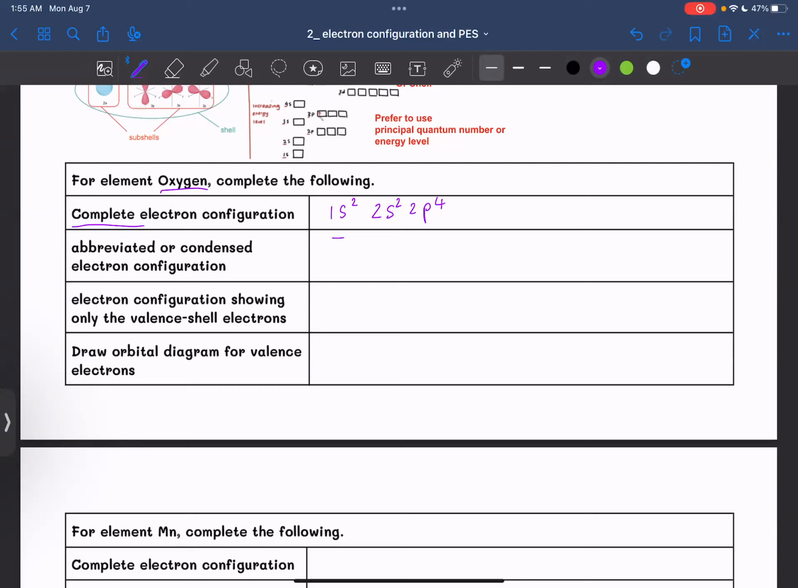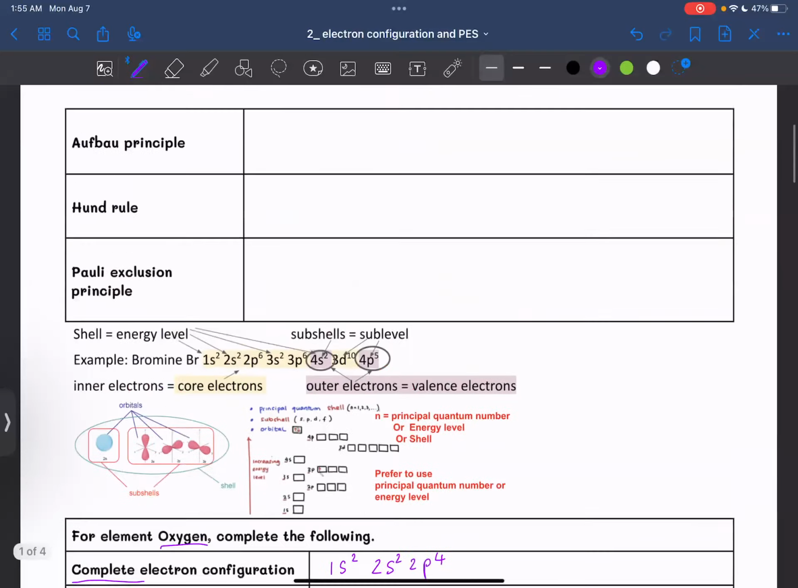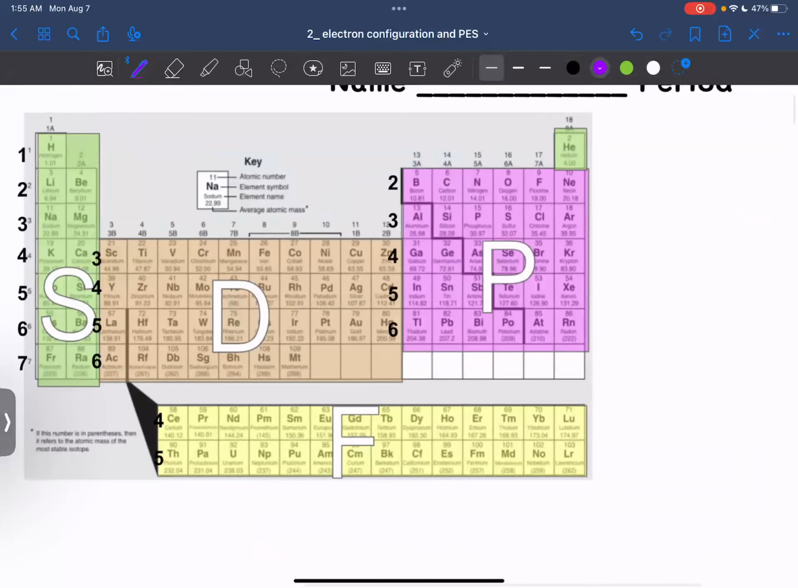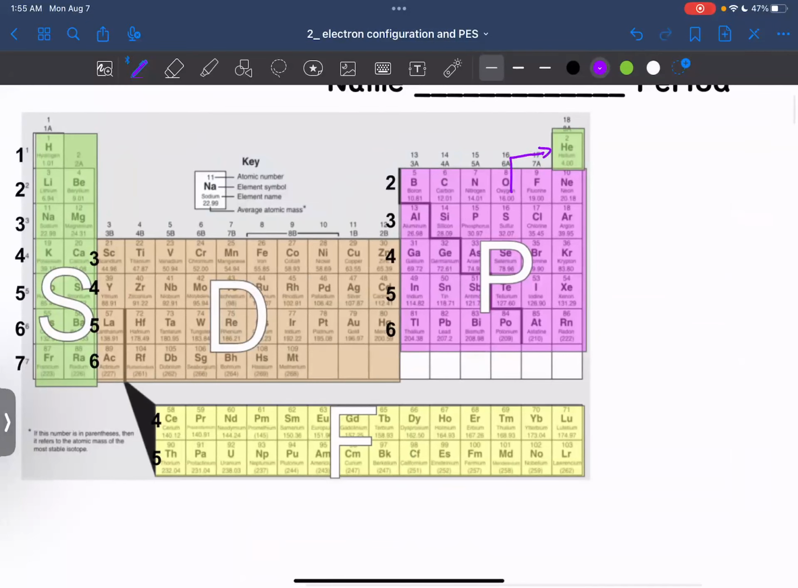Abbreviation, short form: look for the noble gas, the one above oxygen. So you go one up and all the way down to the right, and you'll see that that is helium. Again, oxygen, go up all the way down, that's helium. So with that, it takes care of all this. You don't need to write it. You start from this, so 2s and then go up, right? So that's what's going to happen.